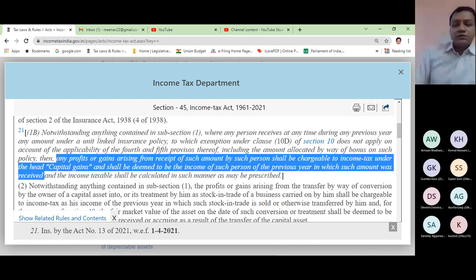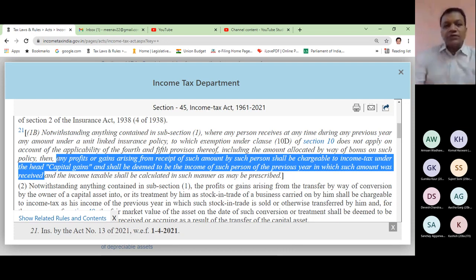So from now onwards, what is happening with effect from assessment year 21-22? Whenever any person receives any amount from a unit linked insurance policy, if that amount is not exempt under section 10 clause 10(d), then the profit or gain on that amount received has to be computed as per the provisions of section 45(1)(b), and it will be taxable in the year in which that person has received the amount.